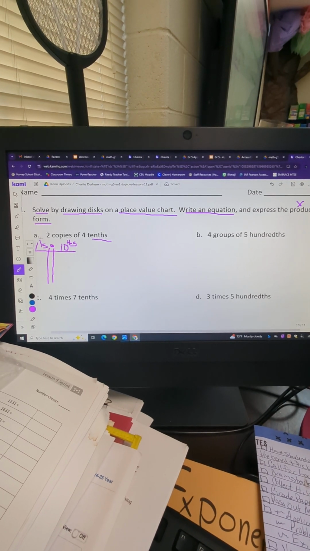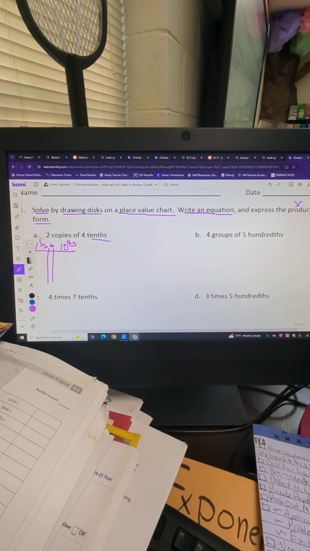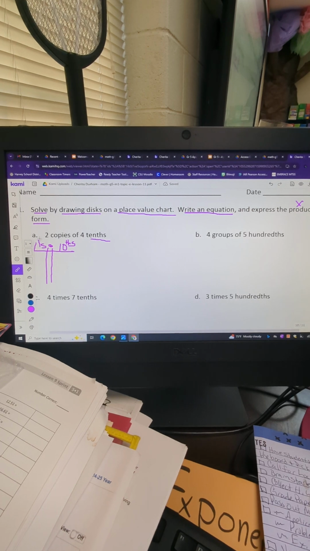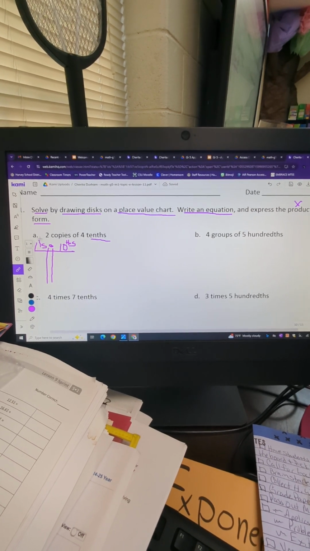You can stop the video as much as you need to. Rewind the video as much as you need to. You do what you need so that you can learn the content, right?